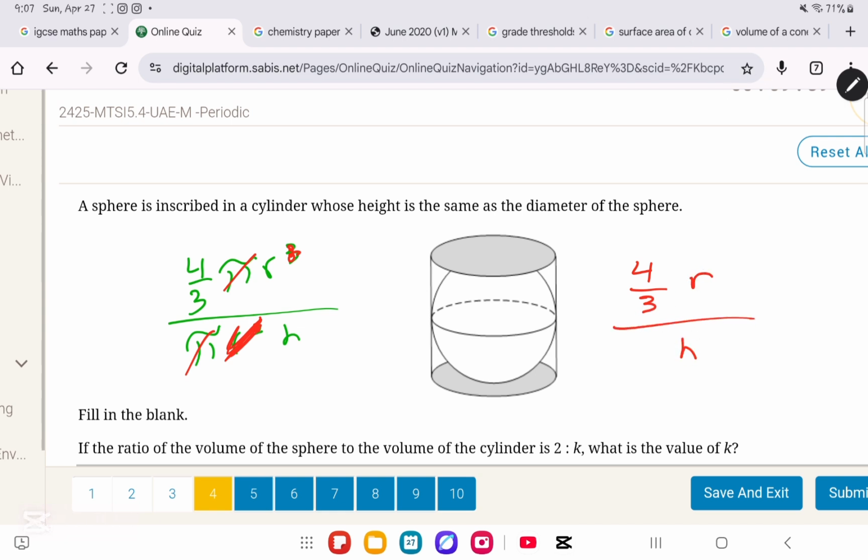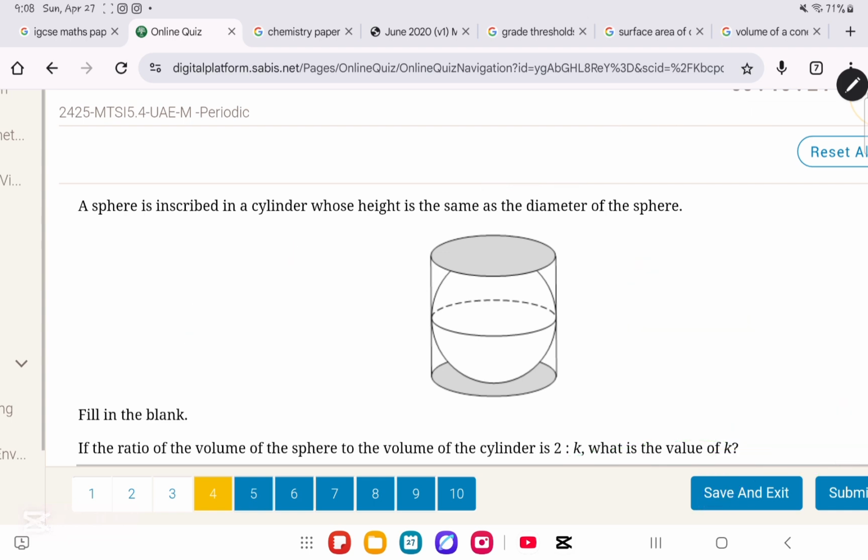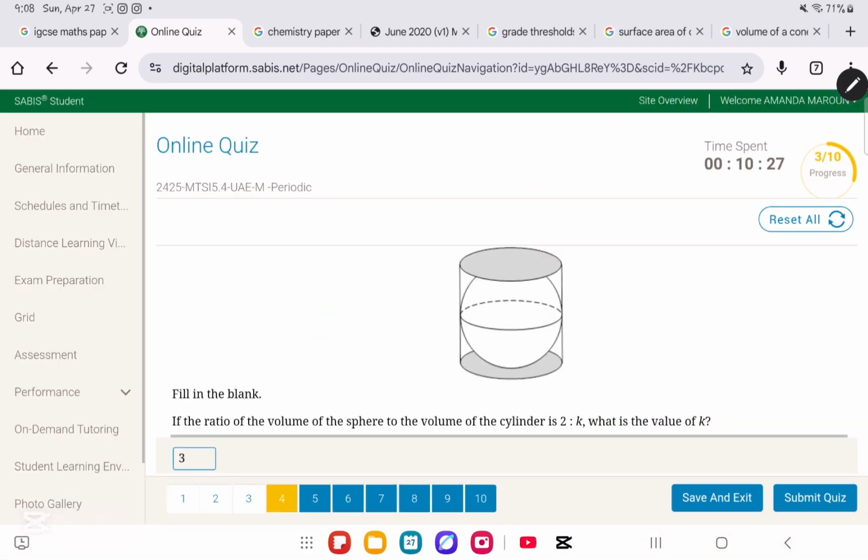We know that the height is the same as the diameter. Height equals diameter. And we know that radius is equal to diameter over 2. So very simply, it's going to be 4 over 3 times diameter over 2, over the height, which we know is the diameter. Now very simply, you can cancel the diameter and diameter. You'll be left with 4 over 3 times 1 over 2. So it's going to be 4 over 6. If you simplify it, it is 2 over 3. So very simply, the answer over here is going to be 3.